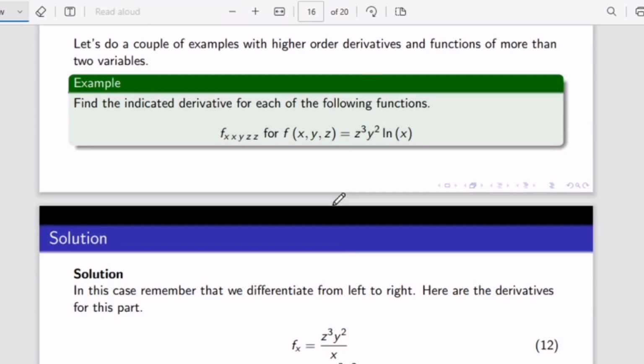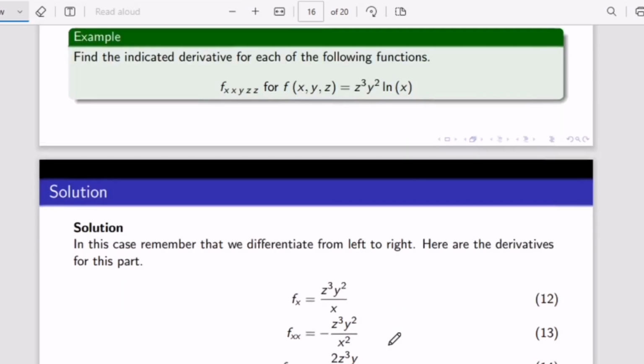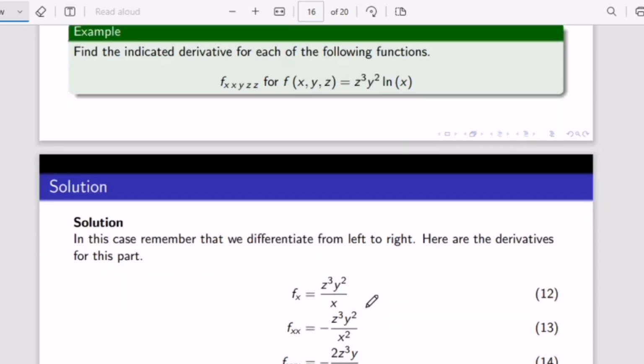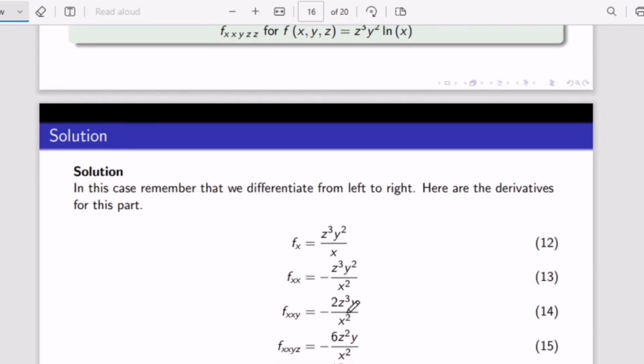So they find the first order of this with respect to x. With respect to x, what are you going to get? This is what you're going to get: z cubed y squared over x. So f of x x, you're going to do it again with x, and here you do it again with x. You use what? The quotient rule. You get this.